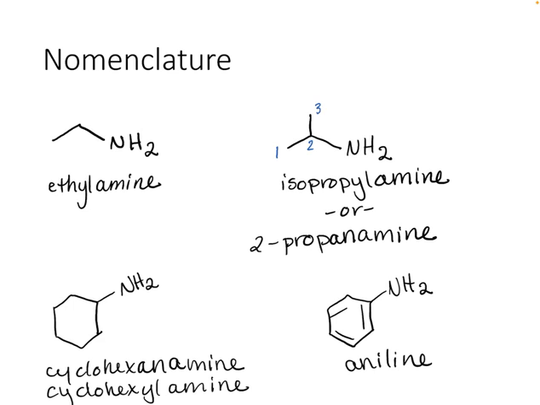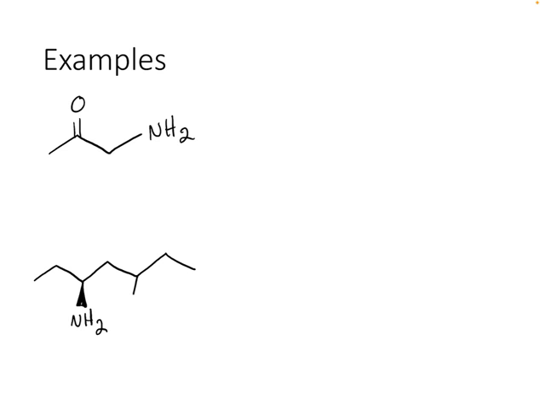Okay, so let's look at a couple of examples for naming molecules that contain amines. Let's look at this one where we have a ketone and an amine in the same molecule. So we might have to figure out which one gets first priority. And let's look at one that's a little more complex than the structures we saw on the last slide. So here we have some stereochemistry going on. We've got a longer carbon chain and some substituents. So how would we name that molecule?